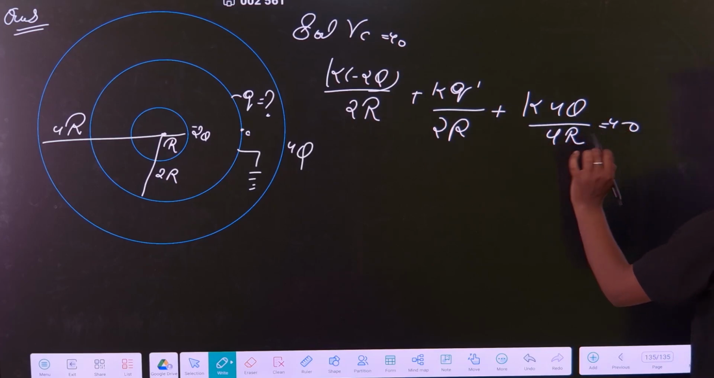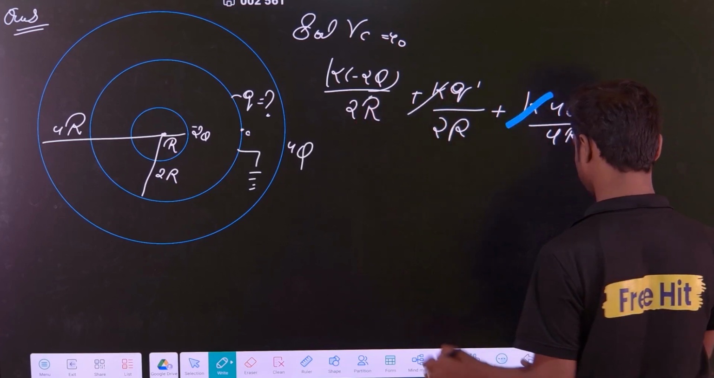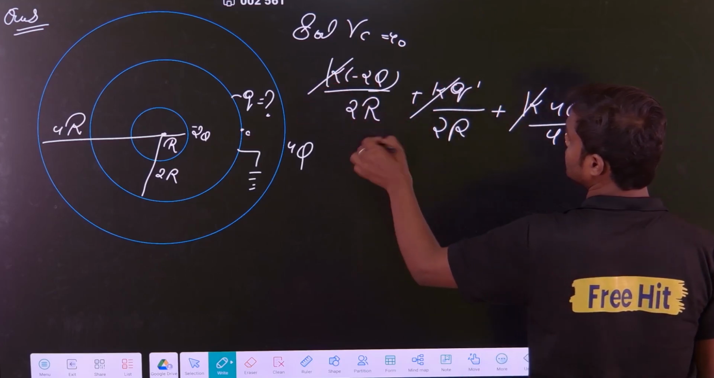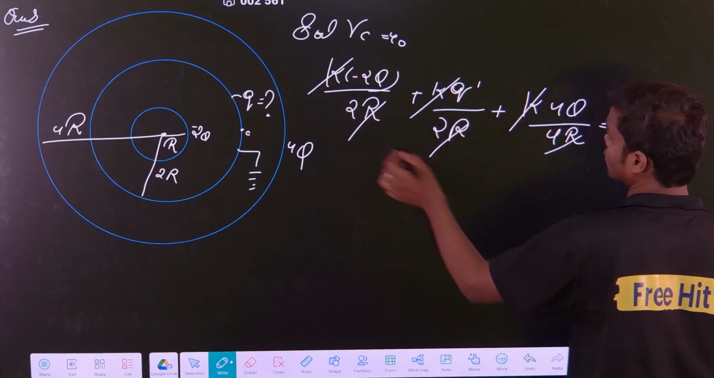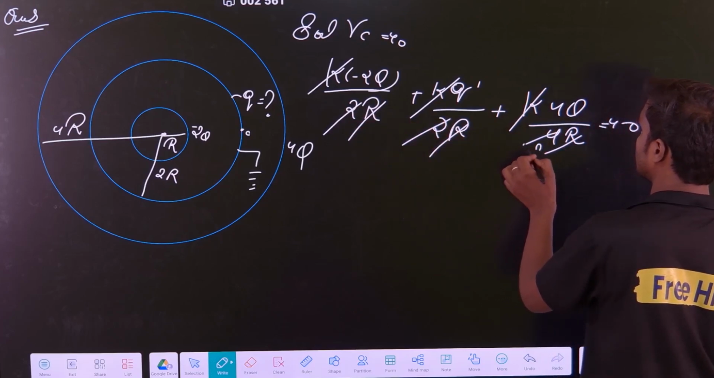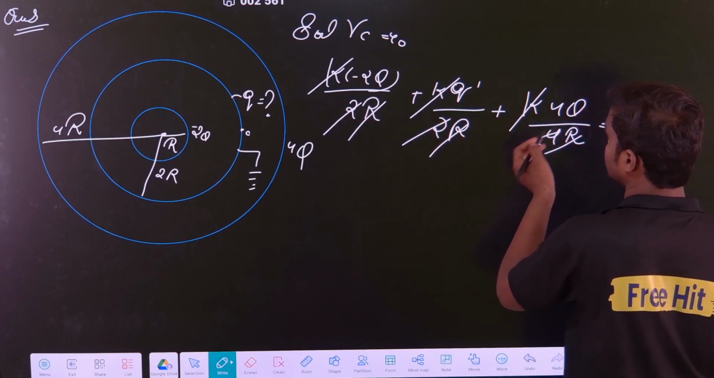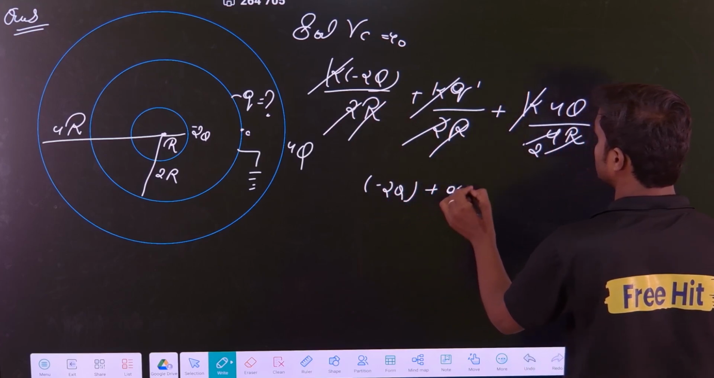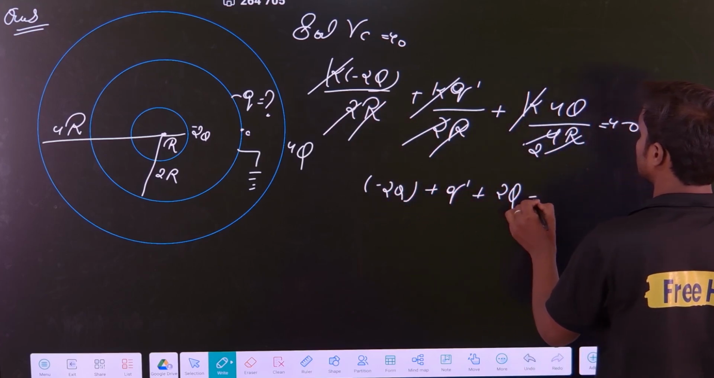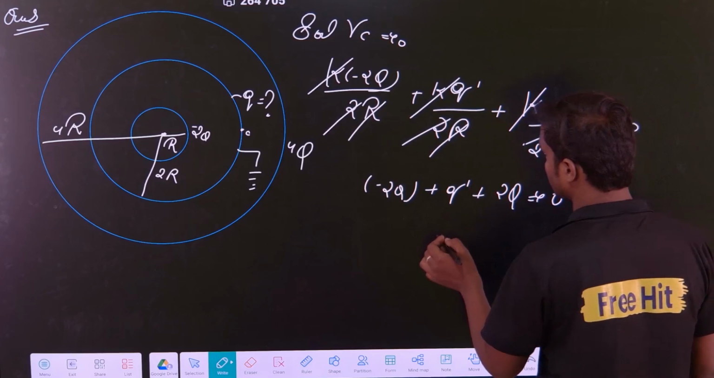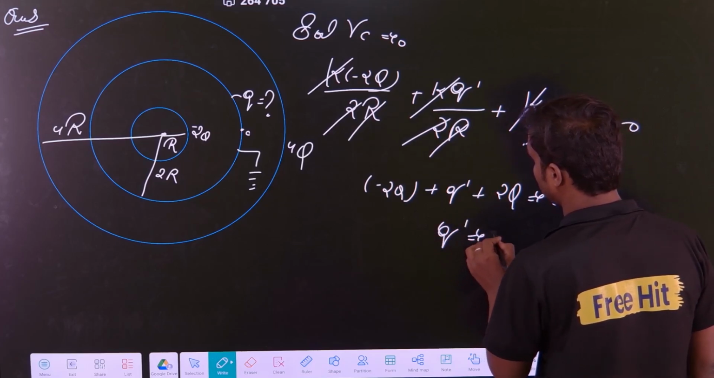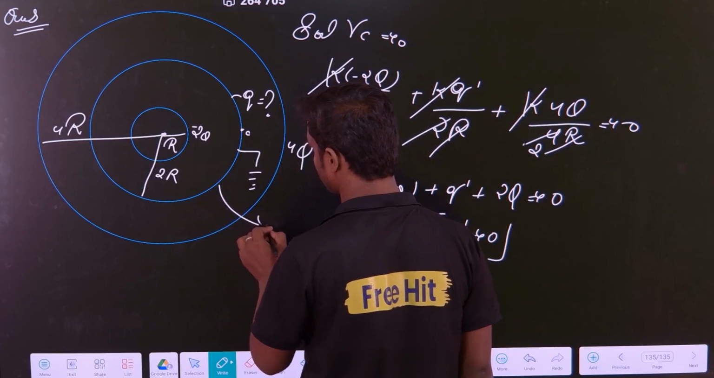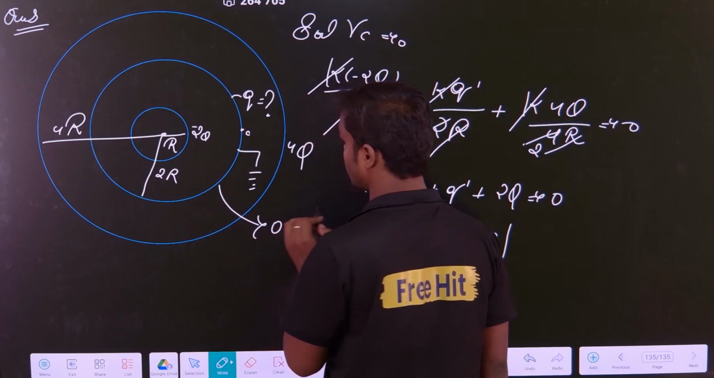Now from here you can say, obviously k will cancel out, r will cancel out, 2 will cancel out, and what else will we get? We'll get minus 2q, then we will get q dash, and we will get 2q is equal to 0, and from here you will get my q dash is equal to how much? 0. So total charge on this surface, what is the charge? That is 0 coulomb.